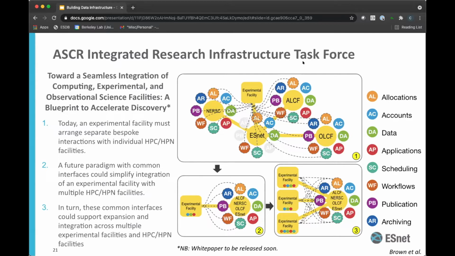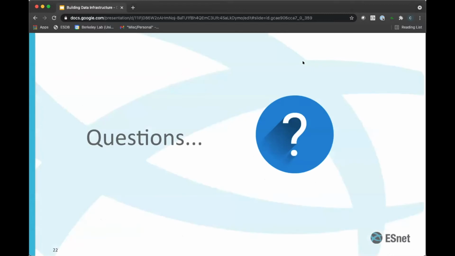We have a white paper. We've socialized this idea with the facility directors, and it should be released pretty soon. This will be something interesting if you're interested in understanding where the vision is in terms of integrated research infrastructure and how we're looking to approach building something like a super facility. This will give you a general idea of the framework that we're thinking about. So with that, I am going to end and take questions.